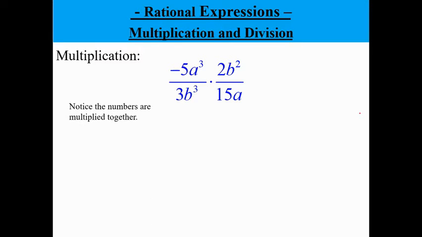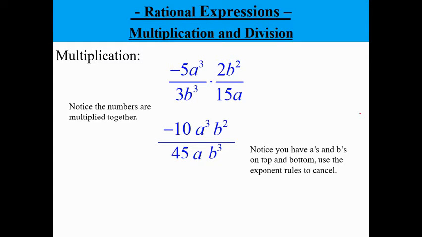Will be used again. Okay, let's take a look at this first multiplication. We have negative 5a cubed over 3b cubed times 2b squared over 15a. Notice the numbers are multiplied together first, for the top and the bottom, and then also our variables are multiplied together.